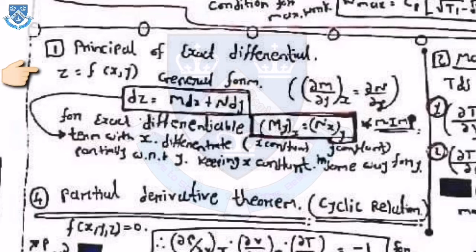So first one is the principle of exact differential. The principle of exact differential states that dz is equal to M dx plus N dy, and del M by del y at x is equal to del N by del x at y. For an exact differential, differentiate M partially with respect to y keeping x constant, and in the same way for N with x. This is most important, and is also important for finding if it is a property or not. You have seen this in the first chart also.